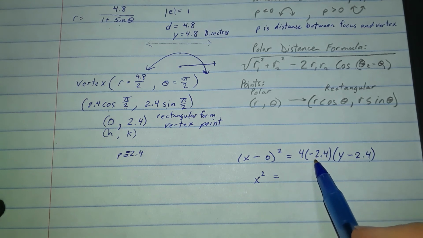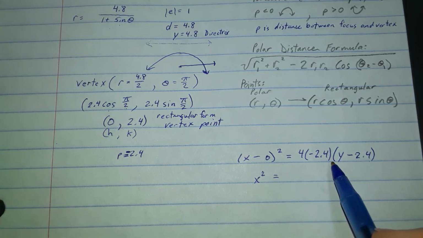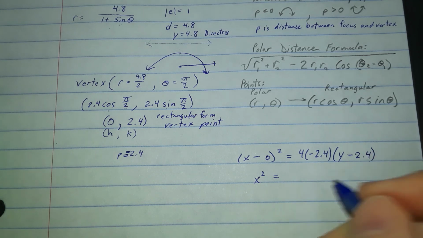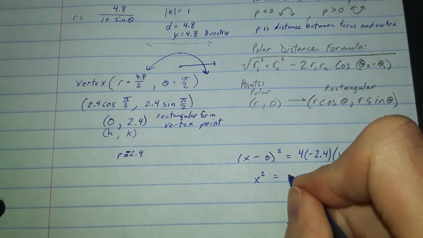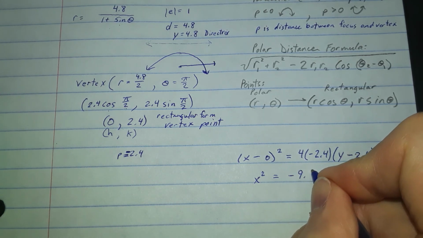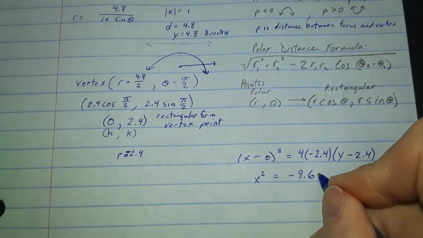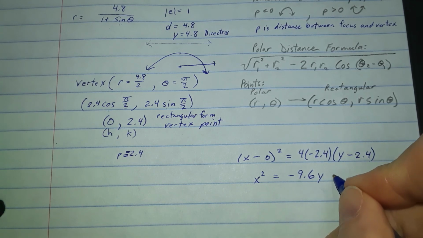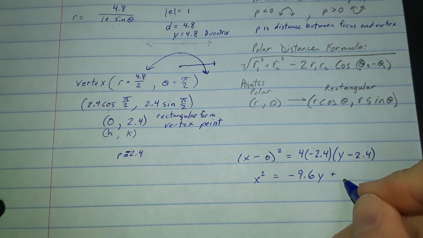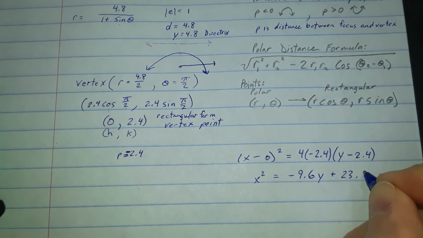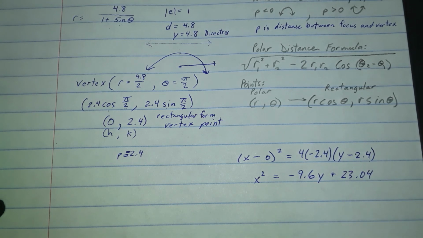And now we need to start multiplying through here. We're going to have 4 times negative 2.4 is negative 9.6. And then we're going to take that negative 9.6 and distribute it through to here. So we'll have negative 9.6y plus 23.04. Alright, and now we want to solve this for y, because that's typically how we do things for rectangular.